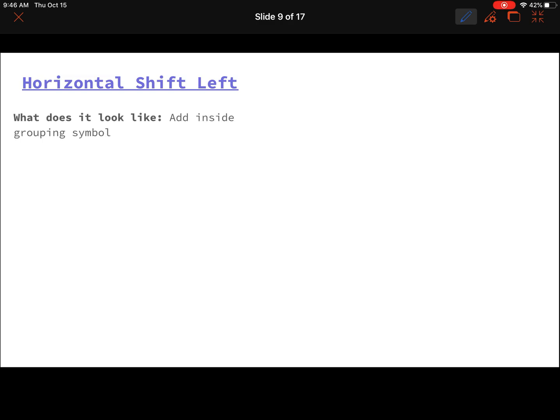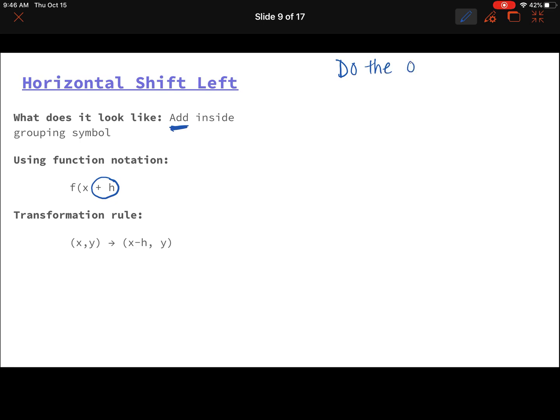So now we're going to do horizontal shift left. Same thing, but instead we're having an addition inside our grouping symbol. Okay? So we're still inside that grouping symbol. Now function notation. The only thing we see that's different is plus h. Remember, when we have plus, we're really doing the opposite. Same thing as last time. Do the opposite. So here, this is my new rule. This is affecting my h, but remember, if it's addition, we're actually subtracting.